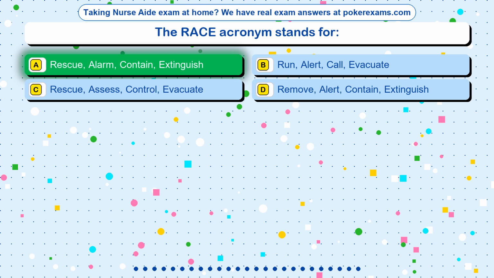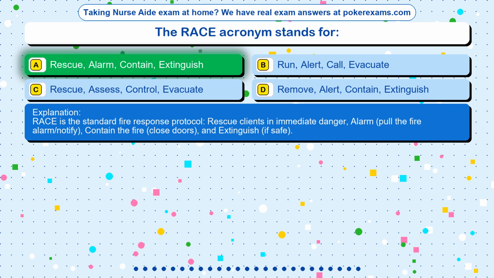The correct answer is option A. Rescue, alarm, contain, extinguish. RACE is the standard fire response protocol. Rescue clients in immediate danger, alarm, pull the fire alarm and notify, contain the fire, close doors, and extinguish, if safe.